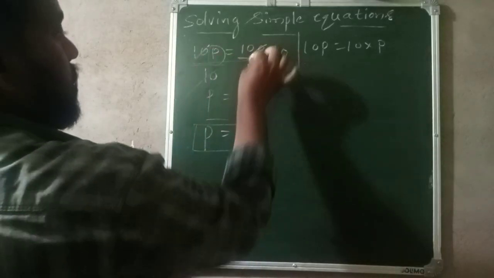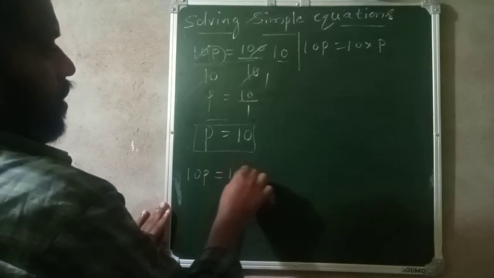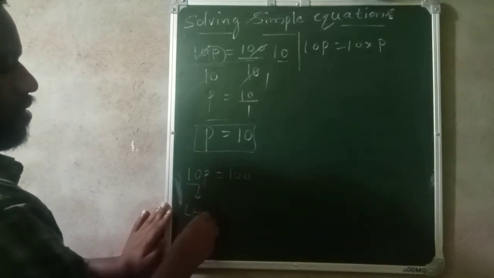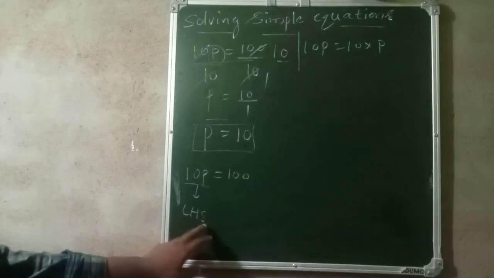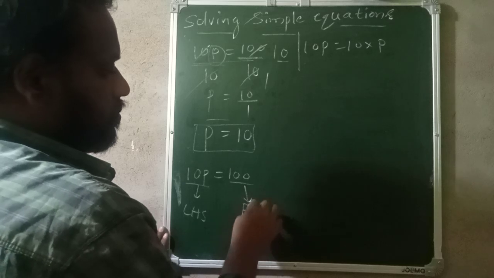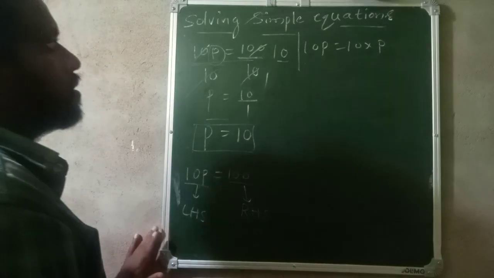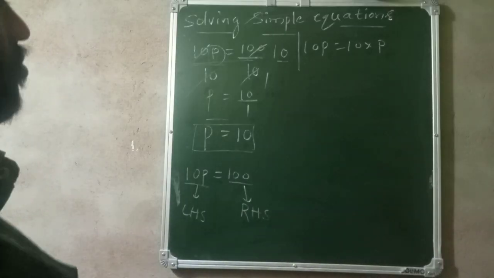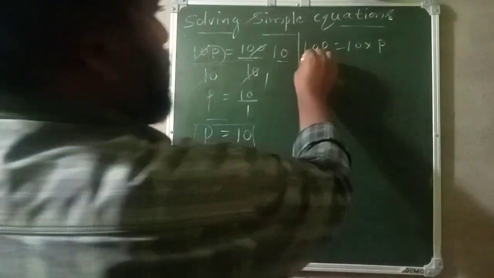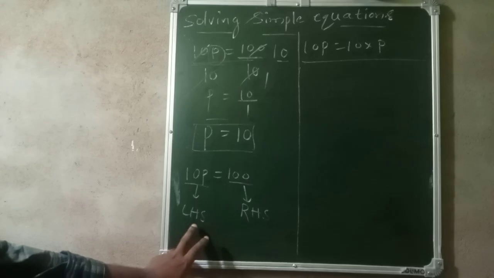first, I will write the given equation. The given equation is 10p is equal to 100. Before this equal sign, whatever is there, that is LHS. LHS means left hand side. After this equal sign, whatever is there, that is RHS. RHS means right hand side. Next, see, variable p is present on LHS.